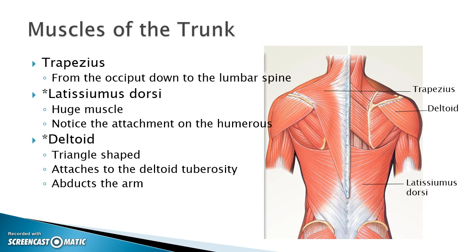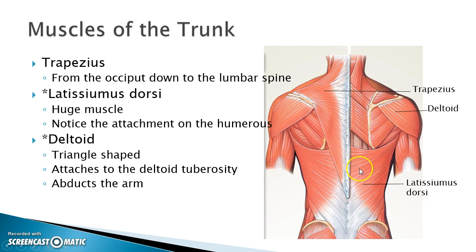On the posterior side of the body, we have some large muscles. We have the trapezius muscle that actually starts way up here on the occiput, goes down towards the shoulder, and also has fibers all the way down into the lumbar spine. So a huge muscle here. And they have cut it away on this side so we can see some of the deeper muscles.